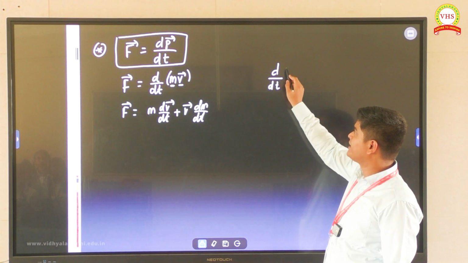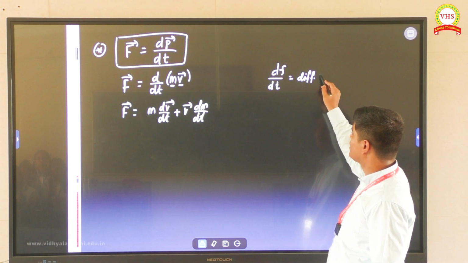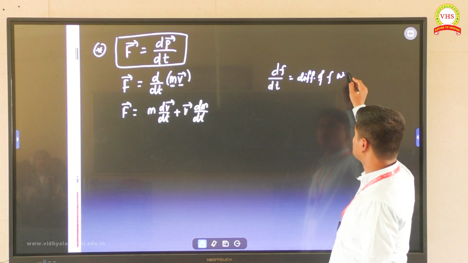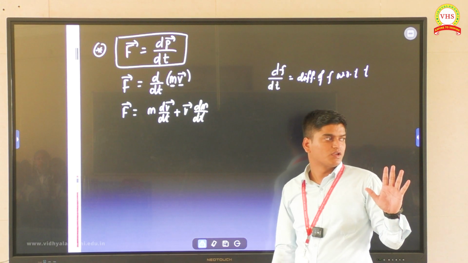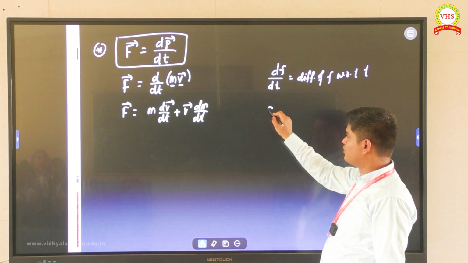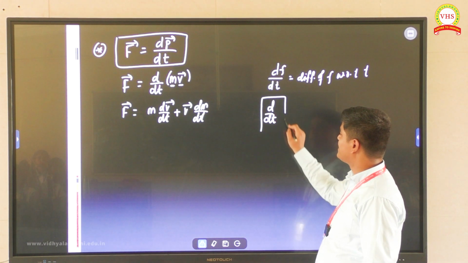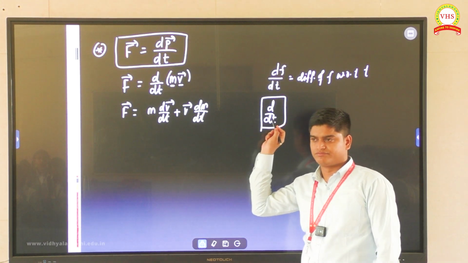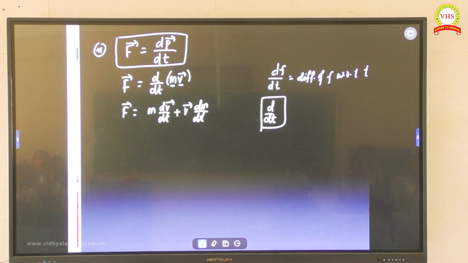Differentiation. I'll write df by dt. It is differentiation of f with respect to what? Time t. With respect to time t. Now I have a rule like this. So d by dt is an operator, a differentiation operator. What I am telling with d by dt is derivative or differentiation.